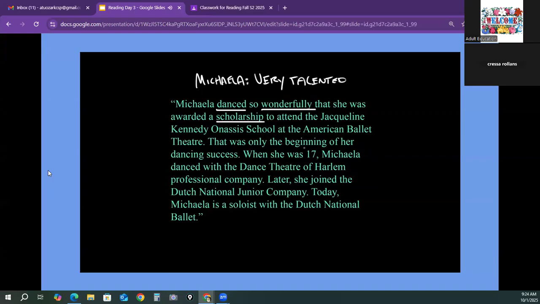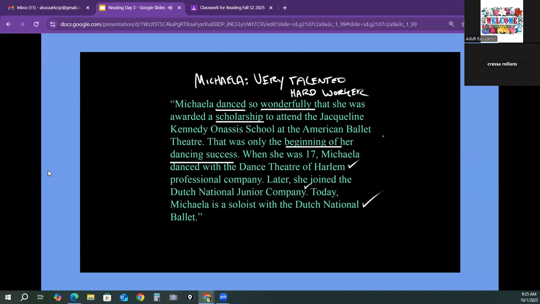And we know that her talent led to success because her getting the scholarship was only the beginning of her dancing success. We can see from the passage that she was part of at least 3 different dance companies, the Dance Theater of Harlem, the Dutch National Junior Company, and as a soloist with the Dutch National Ballet today. So I'm going to say that Michaela is a very hard worker. Now, notice nowhere in the passage does it say Michaela is a very talented, hard-working dancer. Just like in the previous example, it didn't say, it was winter outside, so I made a snow fort.